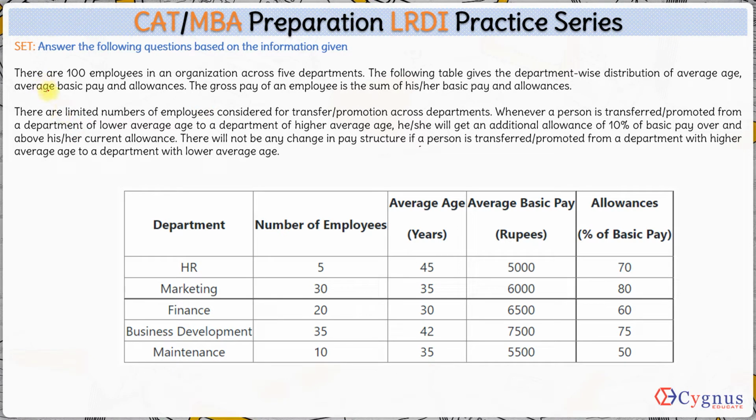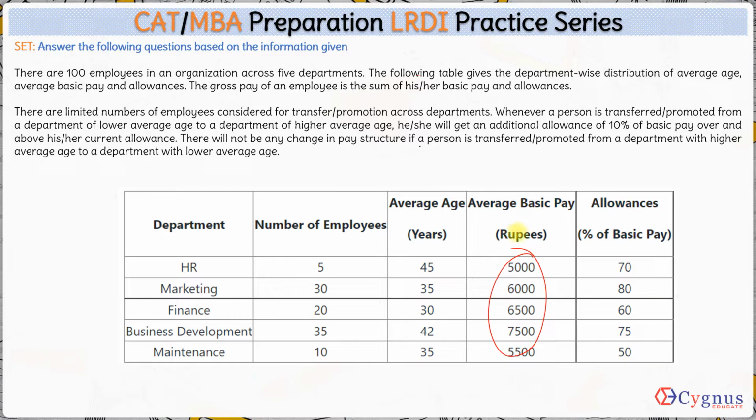Hello everyone. Here in this set we have 100 employees in an organization across 5 departments. These are the 5 departments and there are a total of 100 employees. The following table gives the department wise distribution of average age, average basic pay and allowances. Okay, so this is the average age in each of these 5 departments.